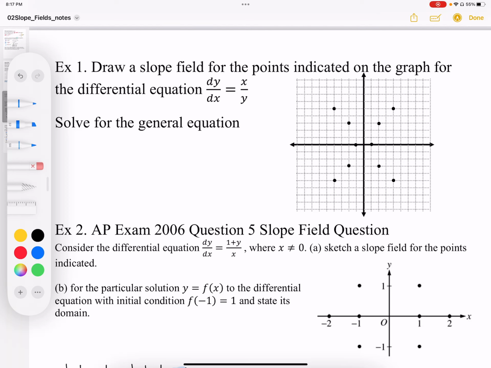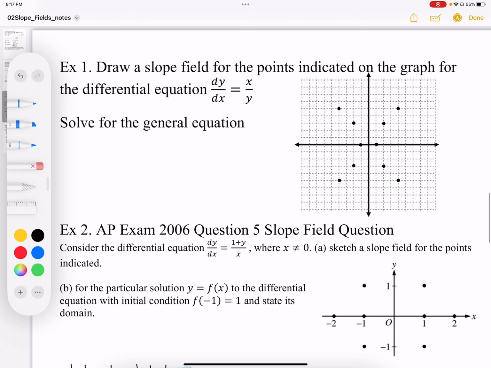So an application of using a differential equation to generate a slope field is a problem that may look like this. This is what you might be asked to do when it comes to slope fields, because really it's unrealistic to be asked to generate an entire slope field. We really need to use technology to generate the entire slope field. It's too much calculation to be able to do that realistically.